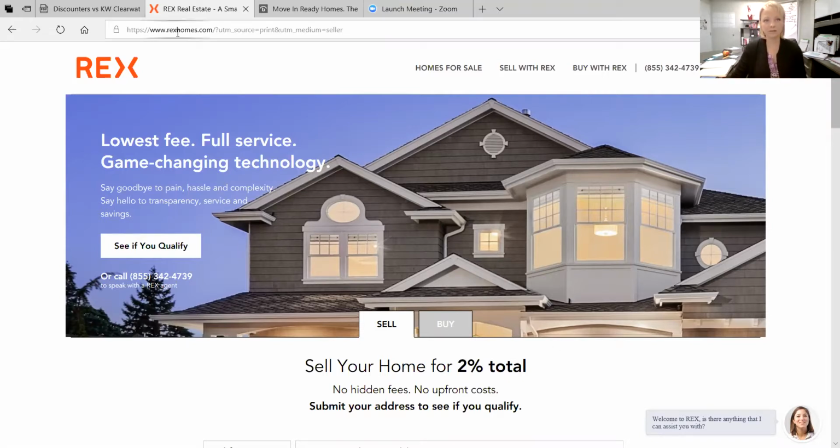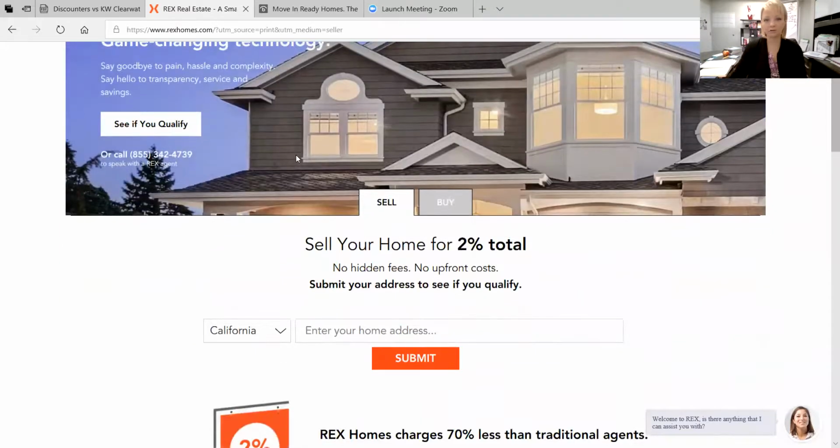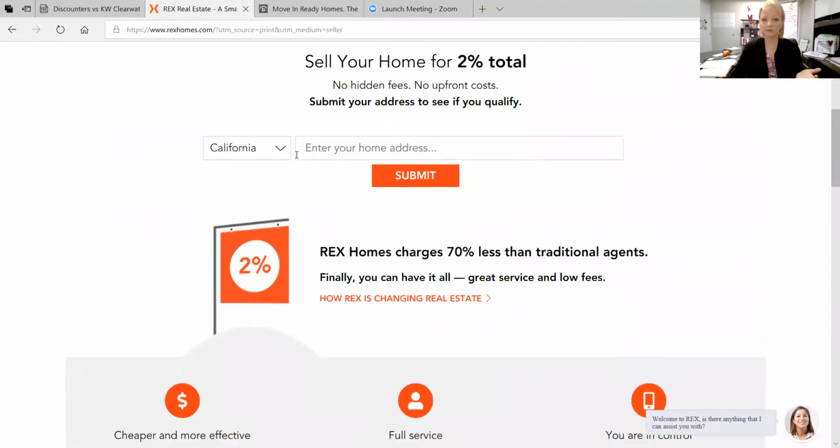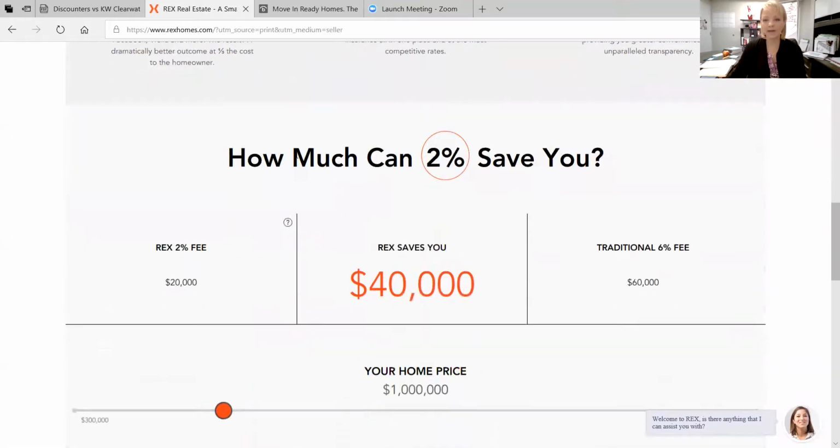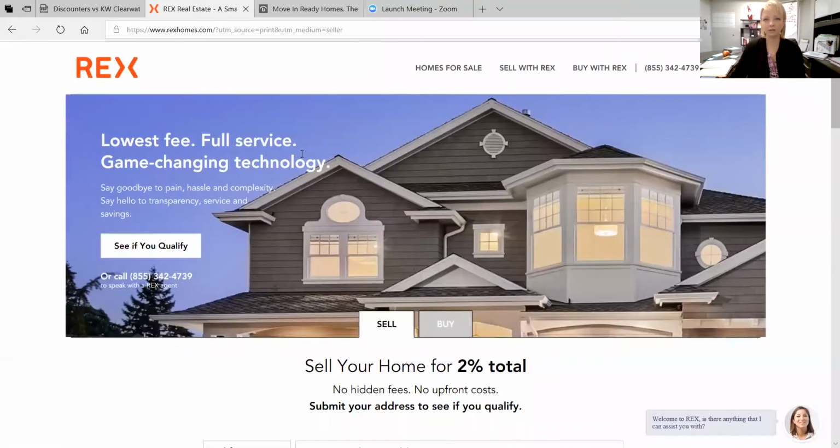Latest is REX Homes or Rex Homes. They just did a full spread in the Tampa newspaper this weekend, and their deal is a 2% buy or sell with a $9,000 minimum. So very similar to some of the other discounters, and yet they claim to be full service. They have yet to really gain any market share in our area. However, they are full steam ahead.